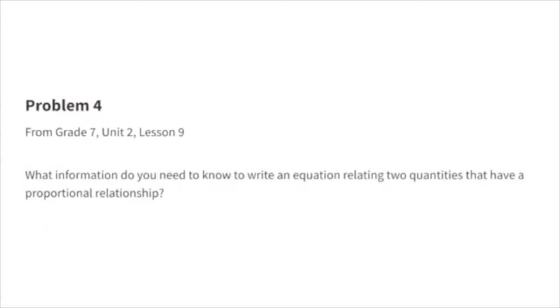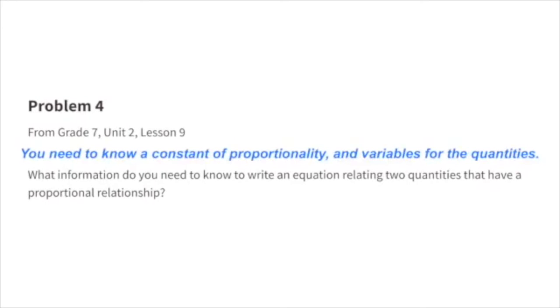Problem number 4 from 7th grade, Unit 2, Lesson 9. What information do you need to know to write an equation relating two quantities that have a proportional relationship? You need to know a constant of proportionality and variables for the quantities.